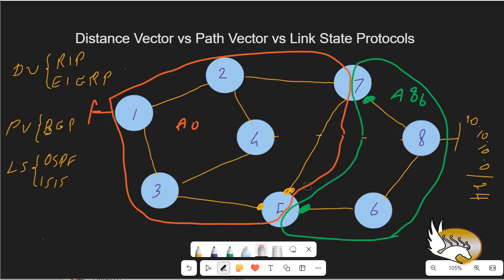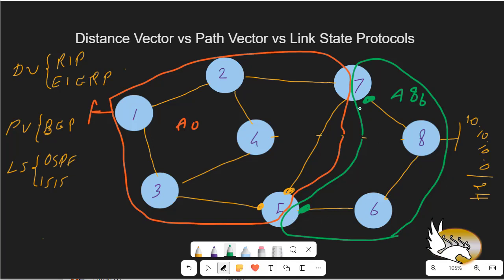Okay, so if I have such a topology, what kind of information is going to be sent inside an area and between areas? Inside an area, all the routers have full information about each other. So router 5 knows completely about router 3, router 1, router 4 and 2, every information about them, even router 7. In area 86, router 6, 8, 5 and 7 know everything about each other.